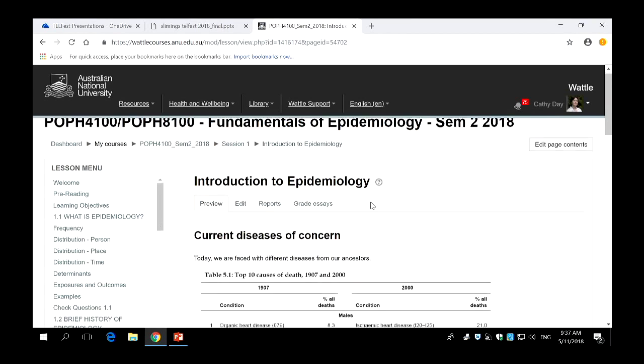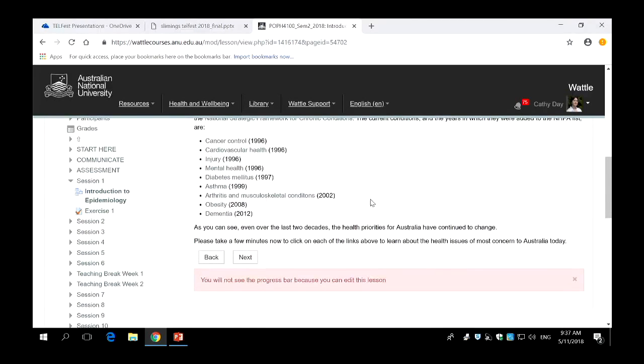One of the advantages of using this tool is that in the past, when we talked about the priority areas of health in Australia, where the government says these are the things we care about, we would just have a PowerPoint slide and say, well, this is what we care about.